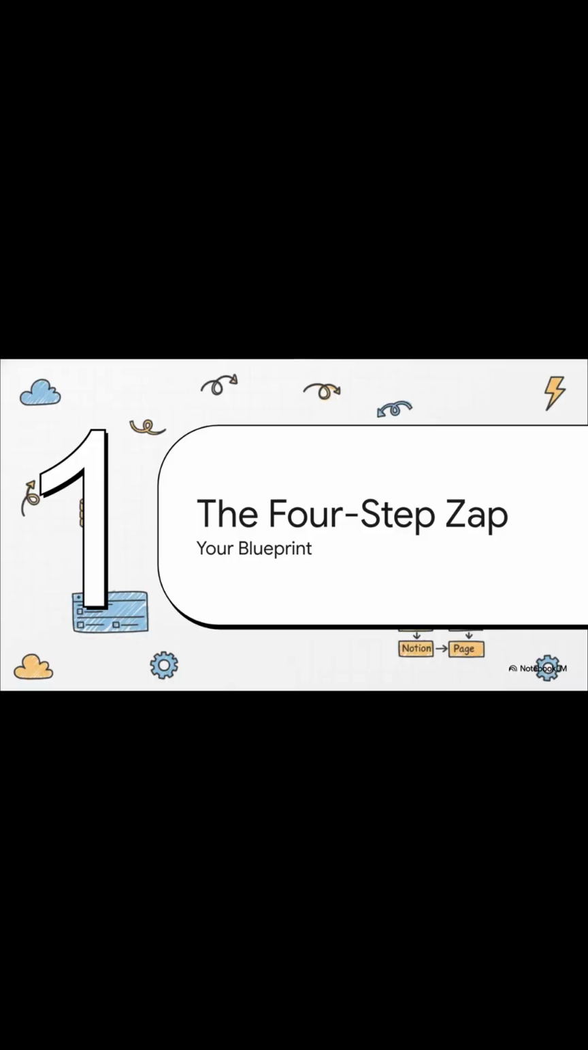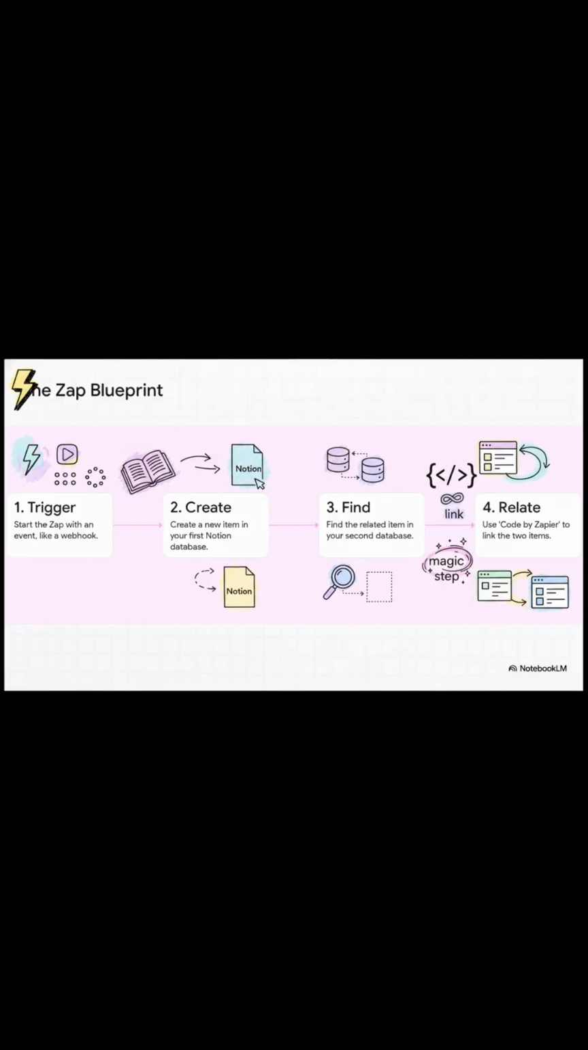Okay, enough theory. Let's get our hands dirty and see how this all comes together in a simple 4-step zap. I'm going to give you the exact blueprint, and I promise it's way less intimidating than it sounds. Here's the whole game plan. Step 1 is just your trigger, whatever kicks the whole thing off. Then steps 2 and 3 are just your normal everyday Notion actions. You create one page, then you find the other page you want to link it to. Easy. And then step 4, well, that's where the magic happens. That's our special Code by Zapier step that connects the dots.